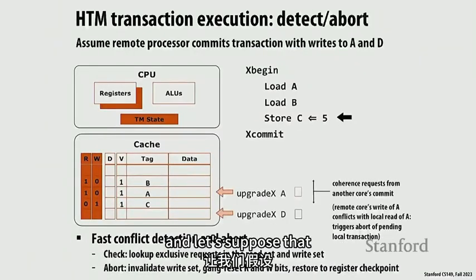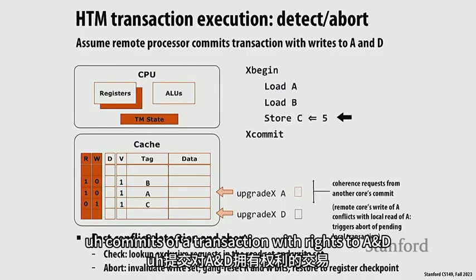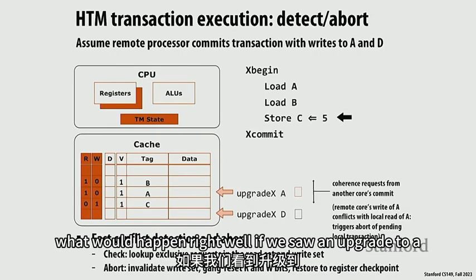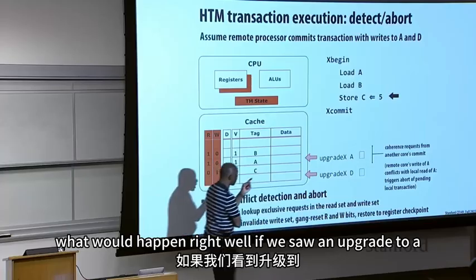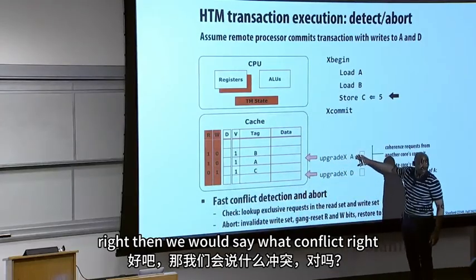And let's suppose that some other processor was committing a transaction with writes to A and D before this transaction committed. What would happen, right? Well, if we saw an upgrade to A, right, then we would say what? Conflict, right?